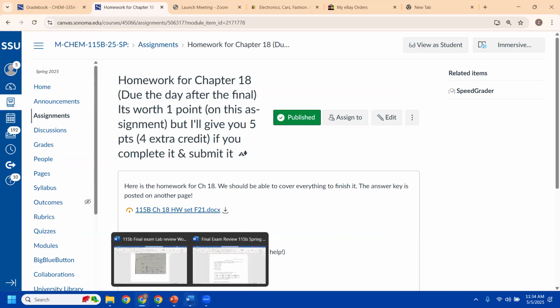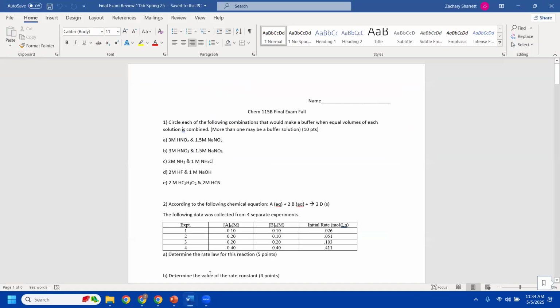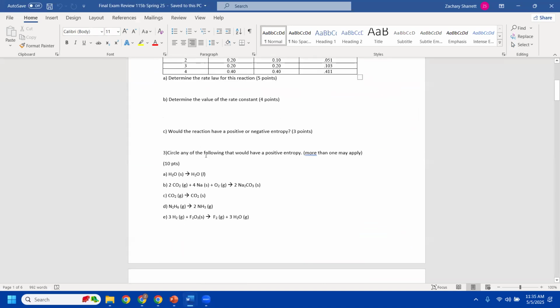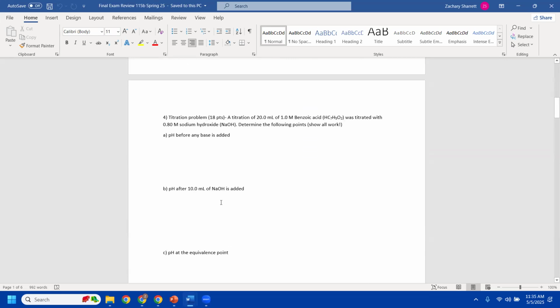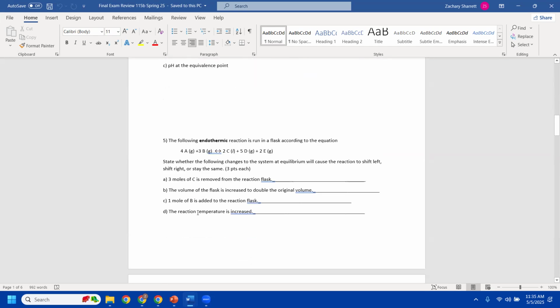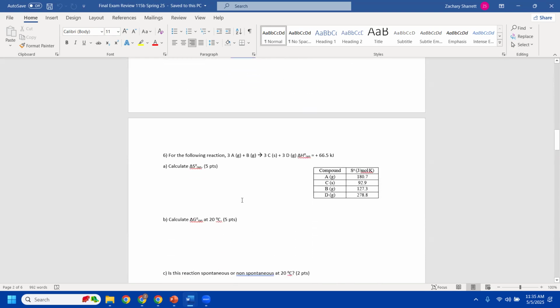Let me see if I have the final exam review that I'm giving you today. So there's a question on buffers. There's a question on initial rates. There is which of these would have a positive entropy? That's new stuff. Titration problem. We ever had a titration problem ever? Some of us have. Le Chatelier's principle. That's going to be on the final, the practice worksheet.